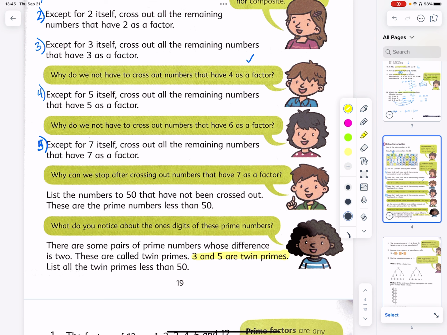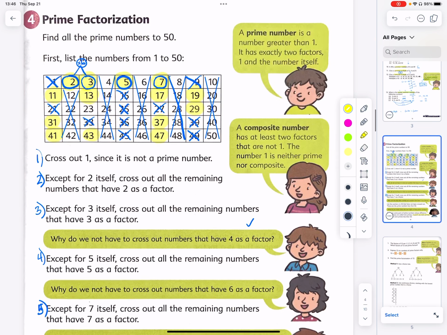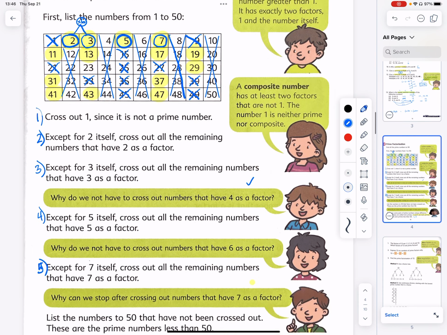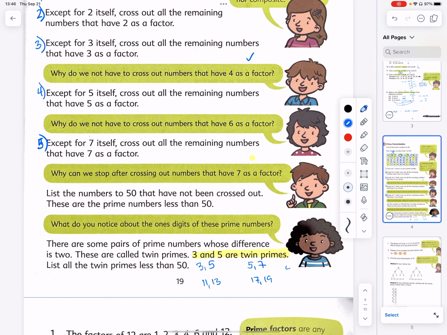List all the twin primes less than 50. Sorry, they're not next to each other; they're 2 apart. So 5 and 7, that's the first one. 11 and 13. So let's write them down: 3 and 5, 5 and 7, 11 and 13, 17 and 19, and I believe 41 and 43. That's another pair of twins under 50.